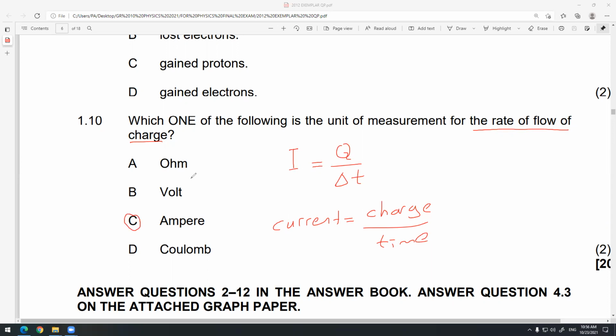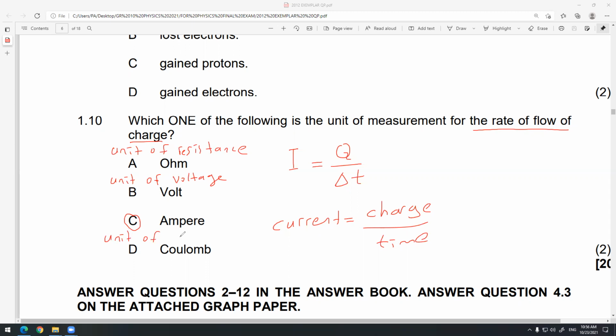And what is ohm? You know already, right? Ohm is the unit of resistance. And then volt is the unit of potential difference, because next time maybe they can ask about the unit of potential difference. You can also say unit of voltage. And this is the unit of current. This is our answer. Coulomb is the unit of charge.